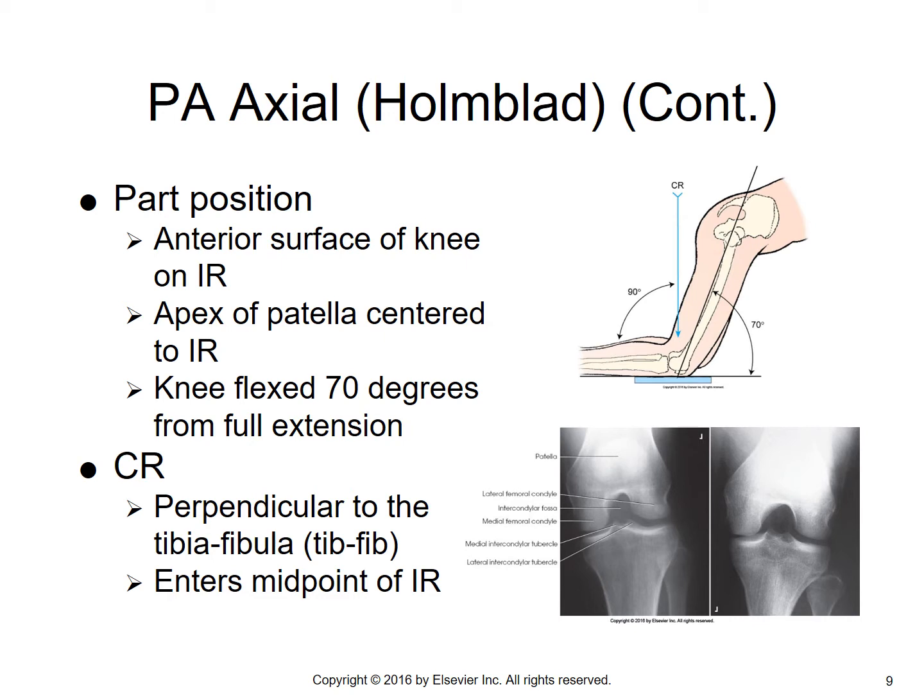And the knee is flexed 70 degrees from full extension. So take a look once again at the angle of the femur. And notice that that angle of the femur to the IR, to the plane of the IR, is 70 degrees. Central ray then will be perpendicular to the tibia and the fibula, and you're entering the midpoint of the IR. We call these views tunnel views, and you can see why. If you look at the radiograph there, it almost looks like a little tunnel right through the condyles of the femur.